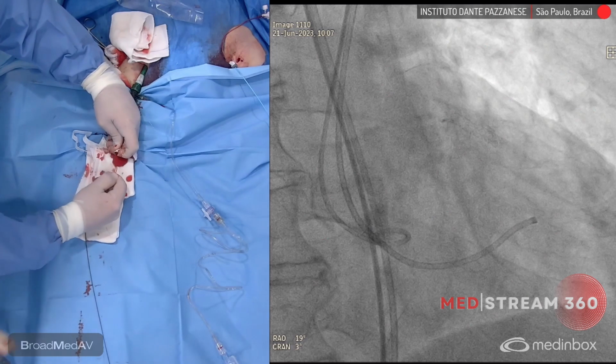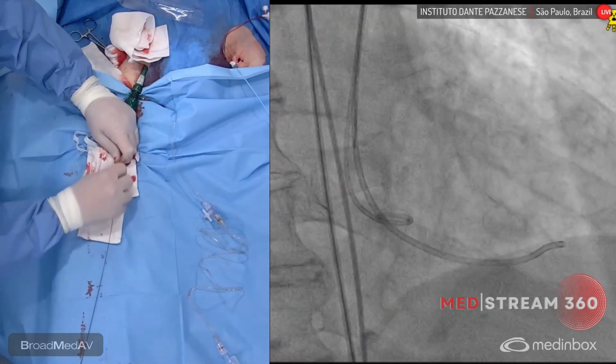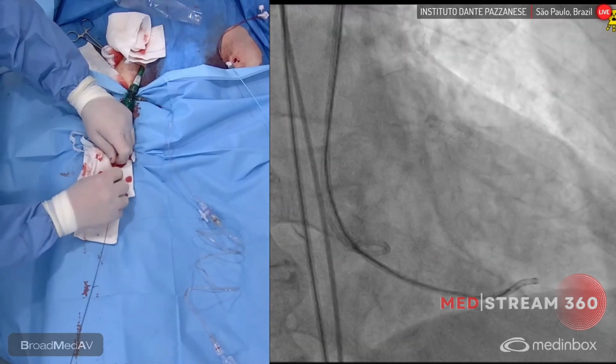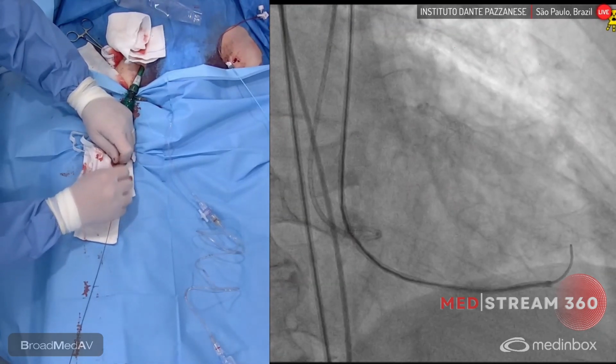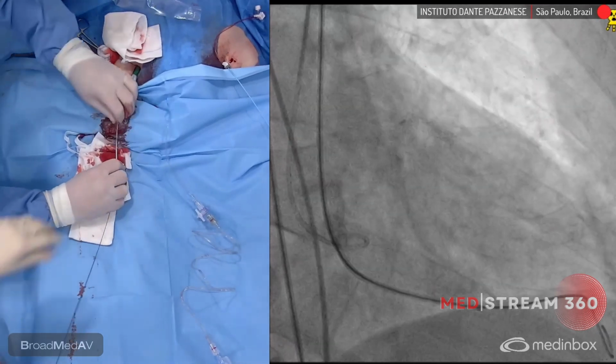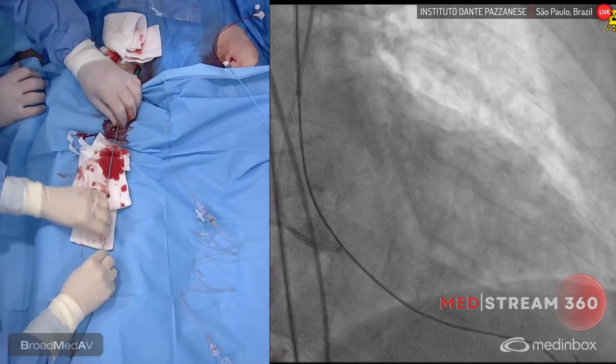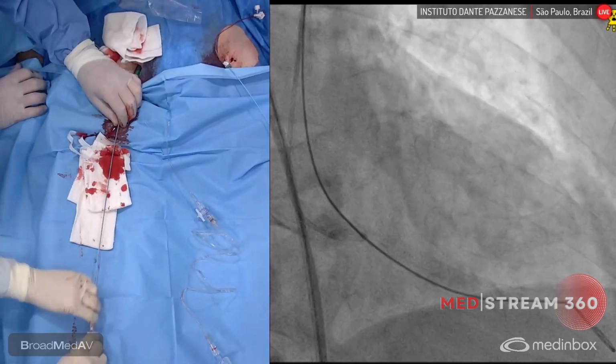Again, as I have mentioned to you during all the cases that we have done, there are some rules that we need to follow. We cannot abbreviate the procedure. So now you have another wire. It's a soft wire, but it's a J wire. Just removing the unplatted catheter, following with the echo images.